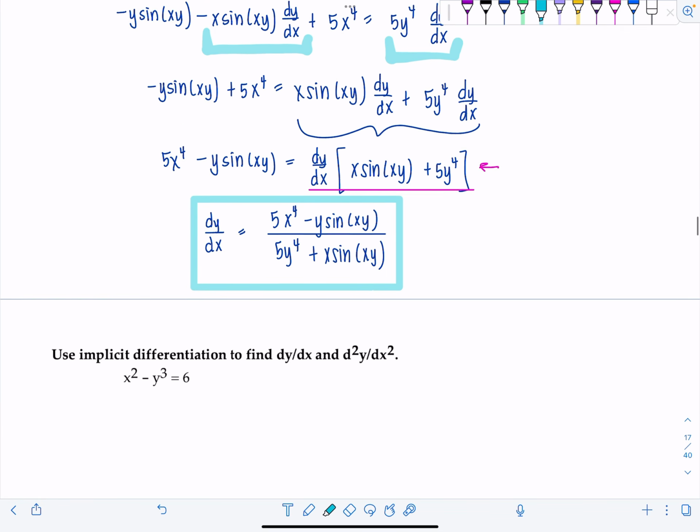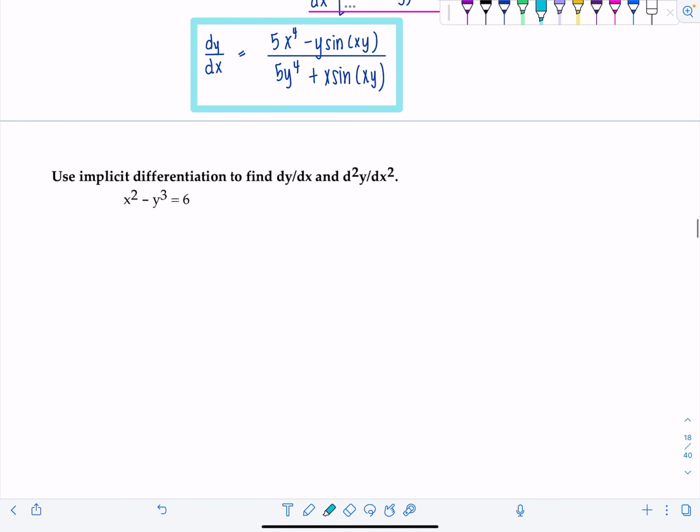This time we have to find not only the first derivative, but look, the second derivative as well. Ooh, how exciting. Now, the directions say that we have to use implicit differentiation. You could, in this particular case, solve for y, isolate it, and then just take the derivative directly without using implicit. But we're going to be obedient. That's part of being a successful math student, following the directions.